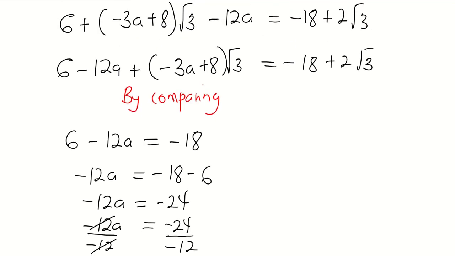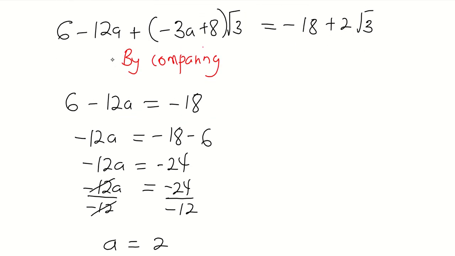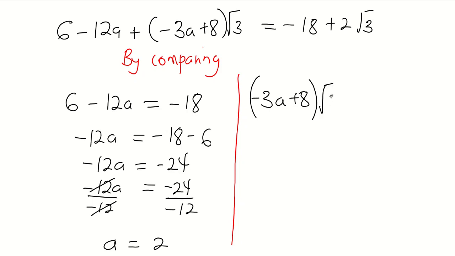Now someone can also take the other part. Remember, we took 6 minus 12a and minus 18. Someone can also take the other part, that is minus 3a plus 8, then we have our square root of 3 here, which is equal to 2 square root of 3. And we can also use this to get the same value of a.